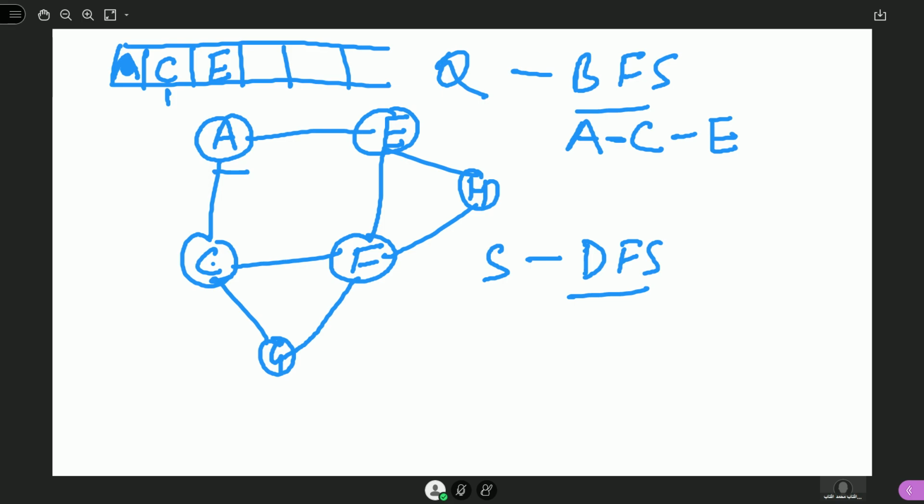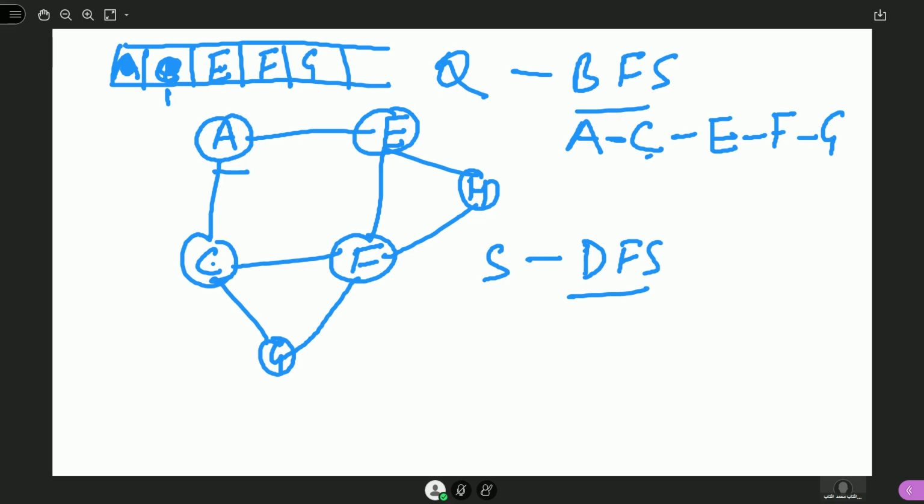C's adjacent nodes are F, A, and G. A is already finished. Now F and G remain. In alphabetical order, A, B, C, D, E, F, G, so I will take F and then G. Now C is also finished, and here you write F and G.